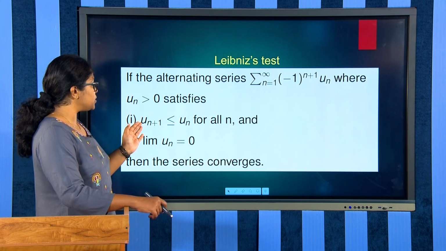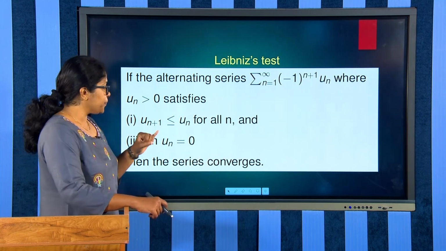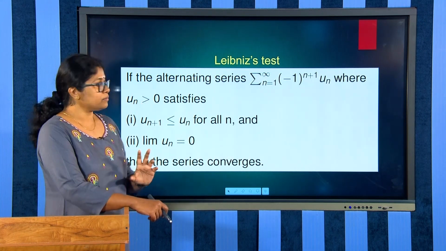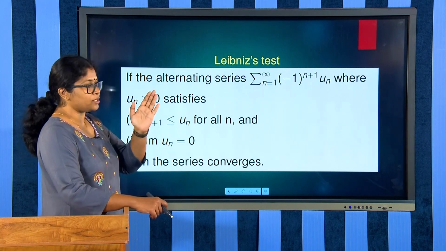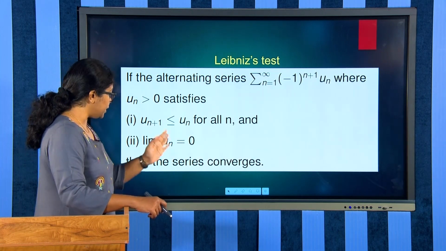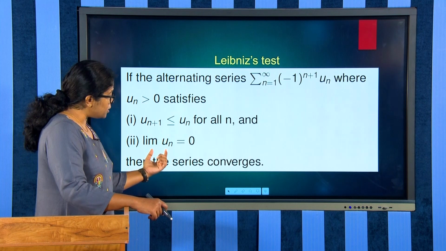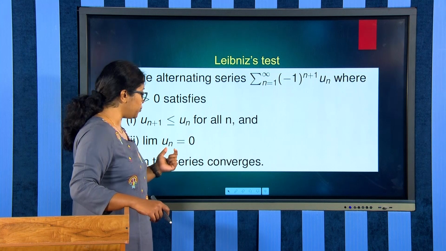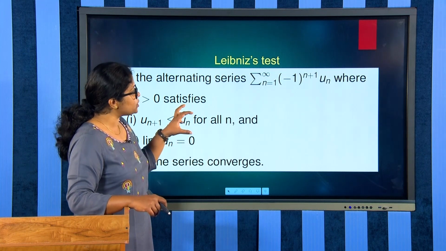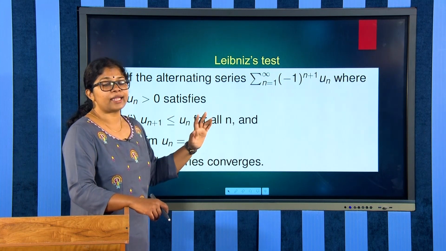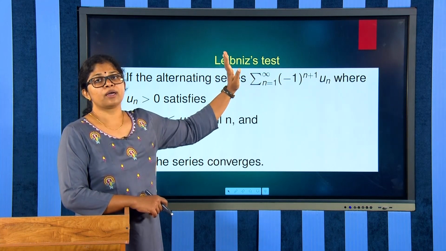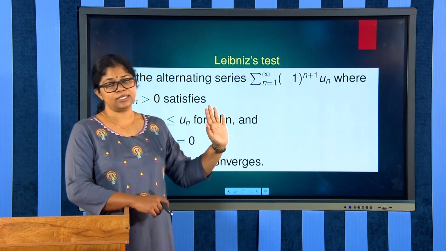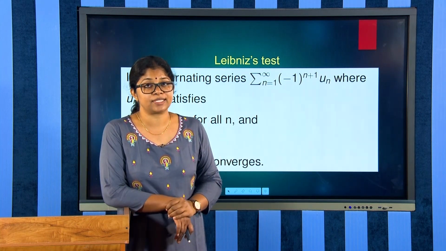And which are the two conditions? Condition number 1, the terms should be in a decreasing order. So, the terms should descend from the first term. It should decrease, and as n tends to infinity, the nth term should go to 0, or limit of un is equal to 0. So, these two conditions guarantee that the alternating series converges. Otherwise, if one of these fails, then the alternating series diverges. So, that is what Leibniz said.